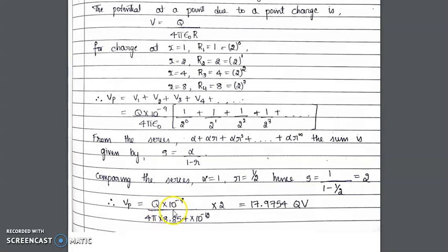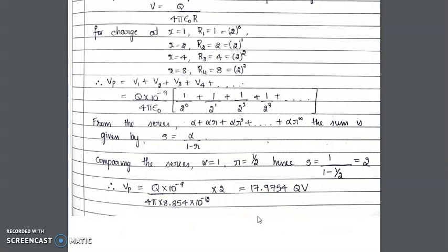Substituting 2 in place of the summation, Vp is equal to q into 10 to the power minus 9 divided by 4 pi into 8.854 into 10 to the power minus 12, that is epsilon naught, into 2, which is equal to 7.9754 q volts. So this is the potential at point P due to the infinite number of charges.